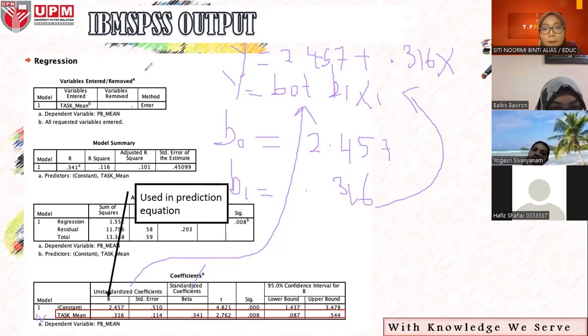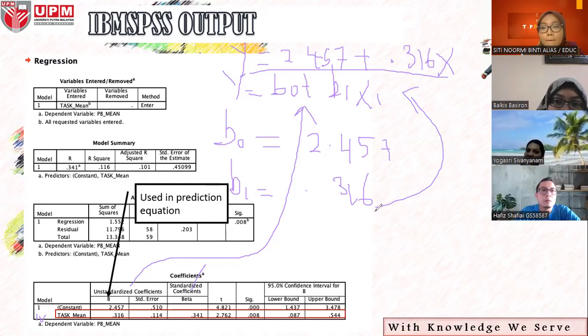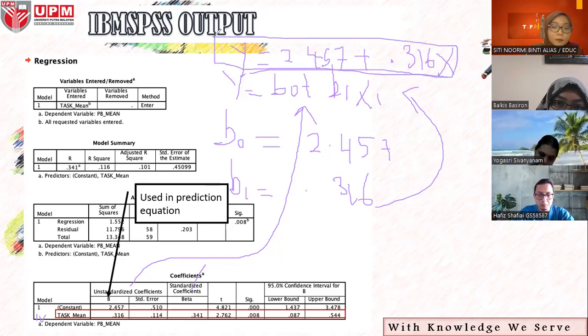So what can we interpret based on this prediction equation? 1 unit increase in x, y will increase by 0.316 unit. So this is how we can interpret this prediction equation.